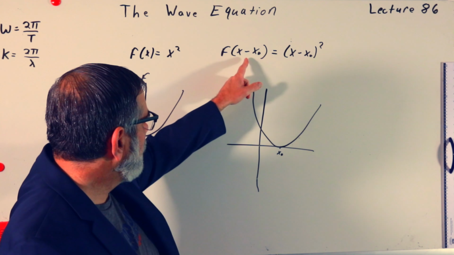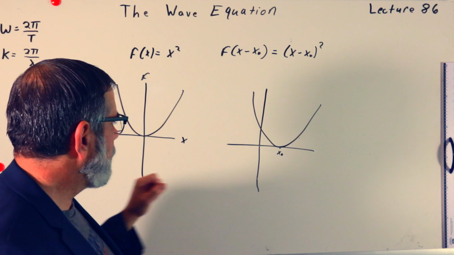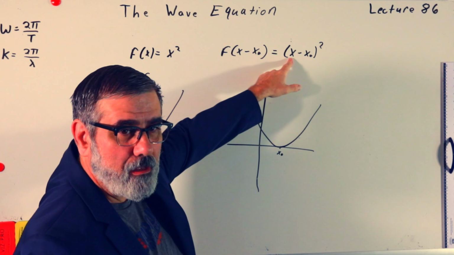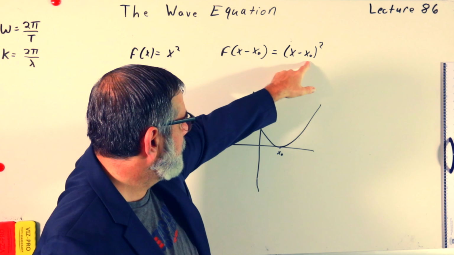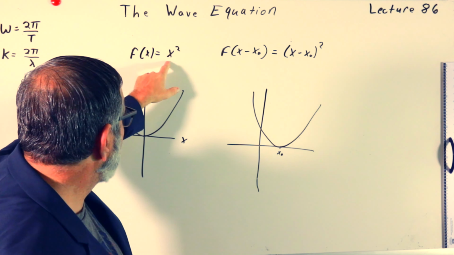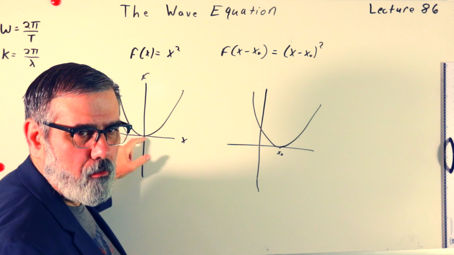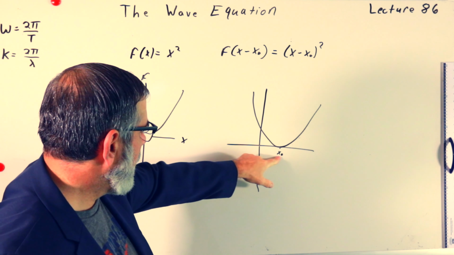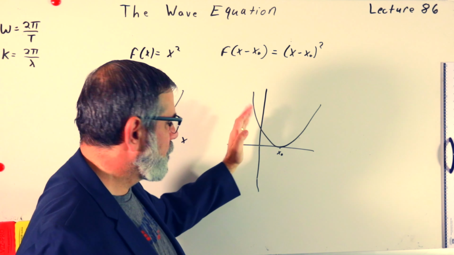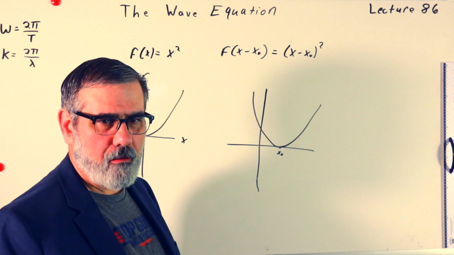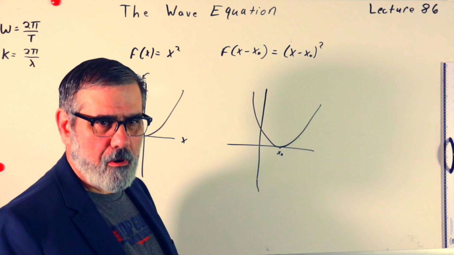Because it says, okay, well, I want to think of using this graph to make this graph. So I say, well, when x is equal to x naught, that's x naught minus x naught, that's 0, right? So that's just like what we had over here, for f of x is 0 when x was equal to 0. So this graph is just this graph moved to the right, to the point x naught, where the vertex is now at x naught. You guys remember that?